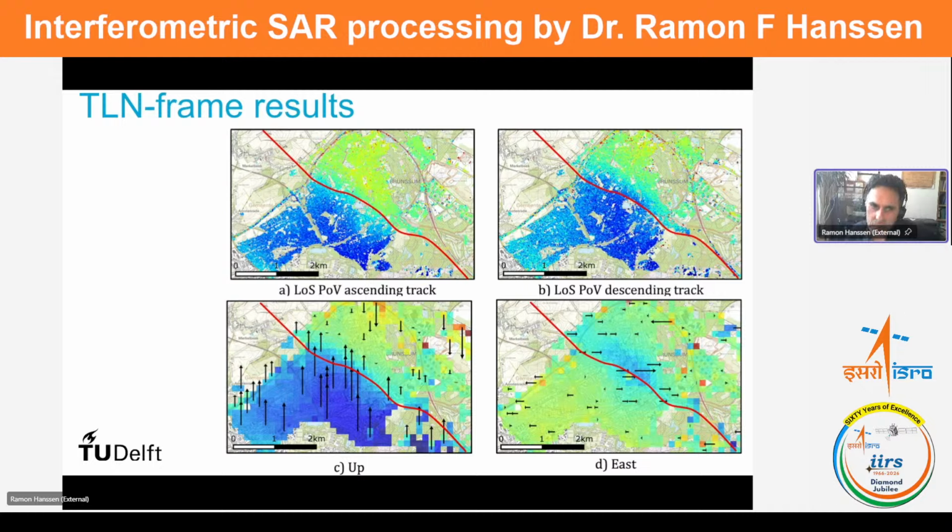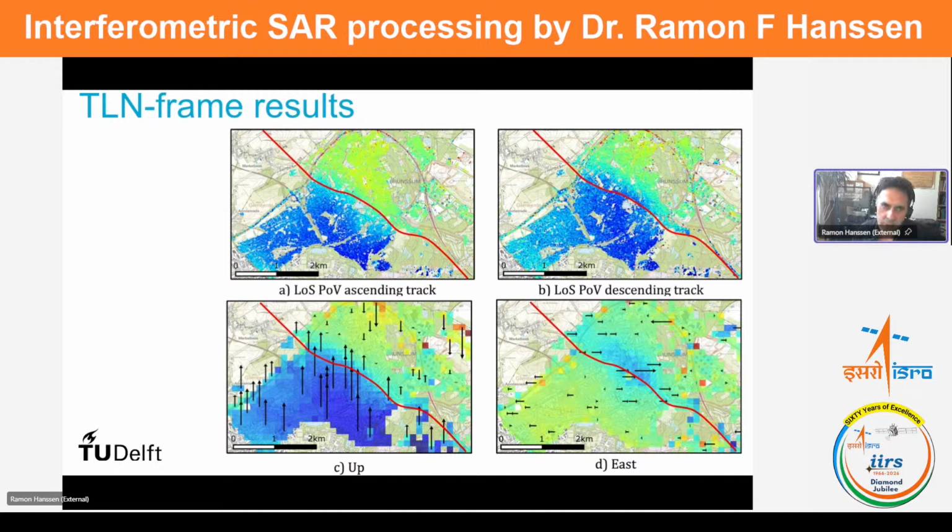Now, if you convert this to east and up, like is traditionally done, the up component is indicated over here with these vectors. The east component is oriented like this, and here also the colors indicate the east component.